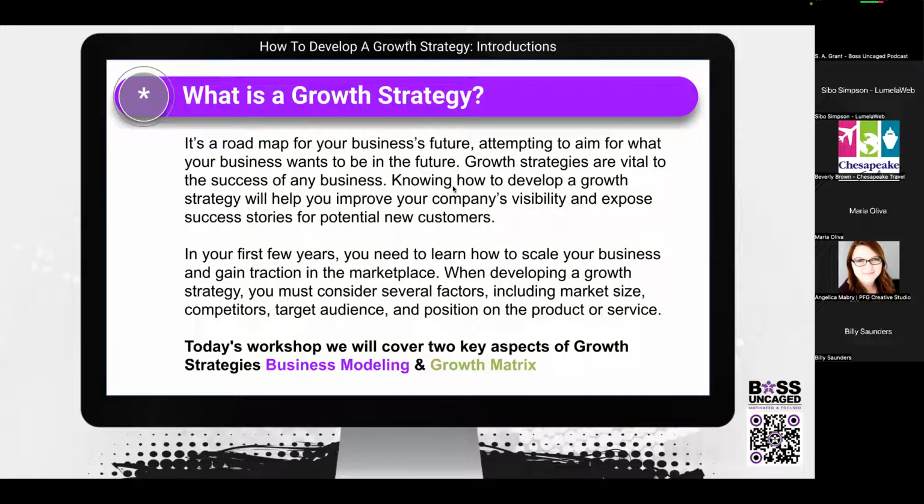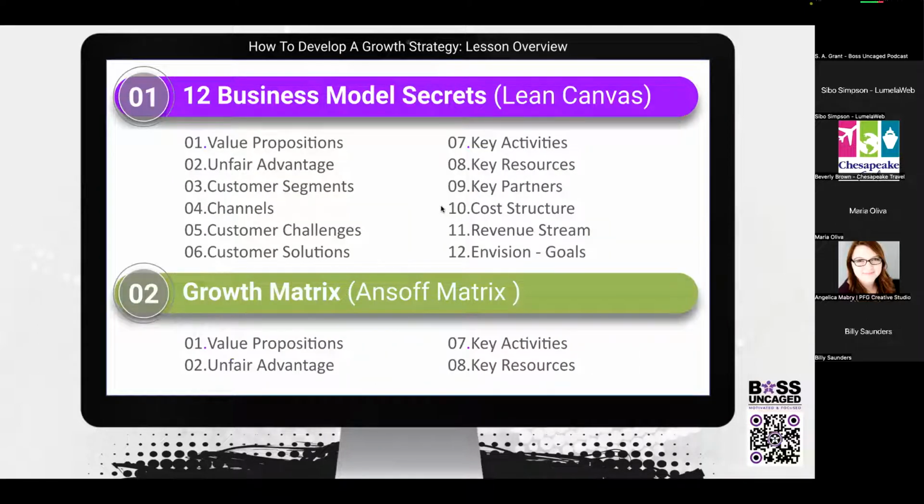In today's lesson, we're going to go over two key components of growth strategy, which are business modeling and growth matrix. In business modeling, we're going to go over these 12 core items. We're talking about value propositions, unfair advantages, customer segments, channels, customer challenges, customer solutions, key activities, key resources, cost structure, revenue stream, and vision and goals. And in the growth matrix, we're going to go over, looks like I forgot to put that in there. So I'll just tell you that as we get to it.